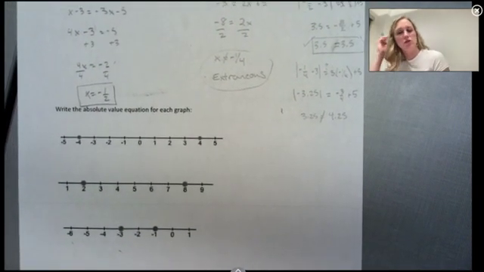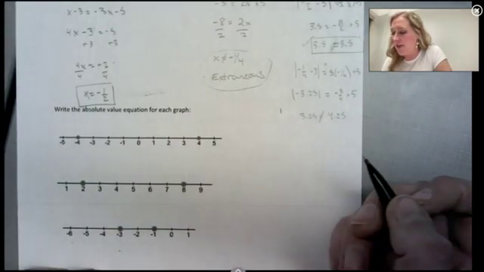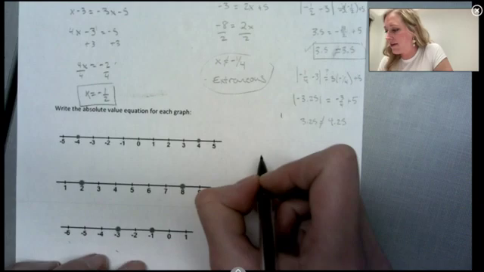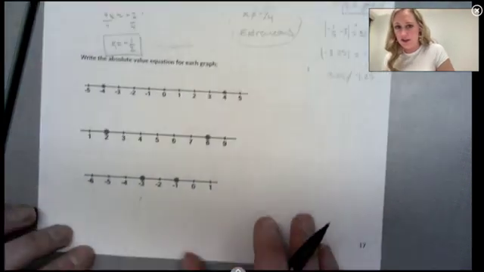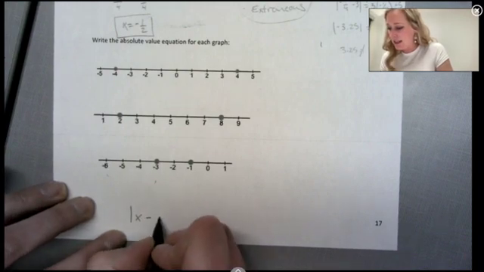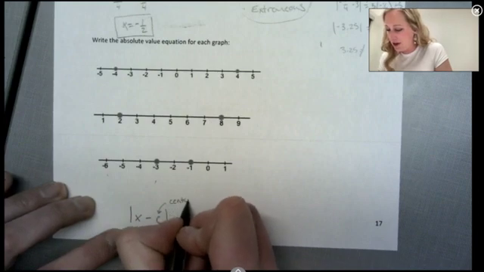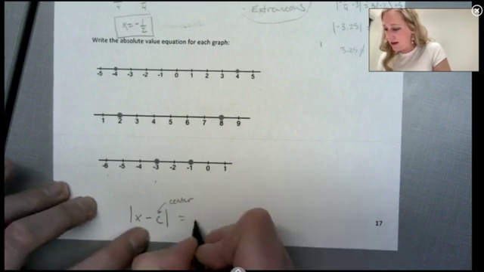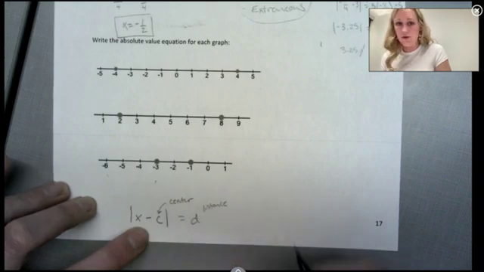All right, write the absolute value for each graph. So what we need to do is find the center of these 2 points and then the distance. So here's the format. I'm actually going to write this at the bottom here, you guys. So we have the absolute value of x minus c, so c being the center, and then equals, I'm going to put d for distance. Okay, so that's the format we want to find.